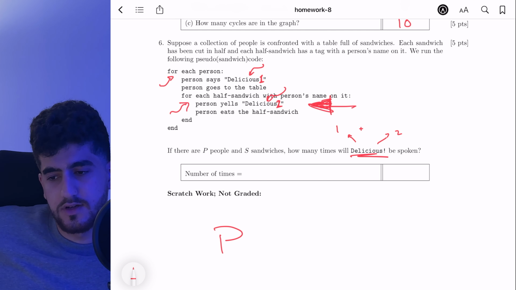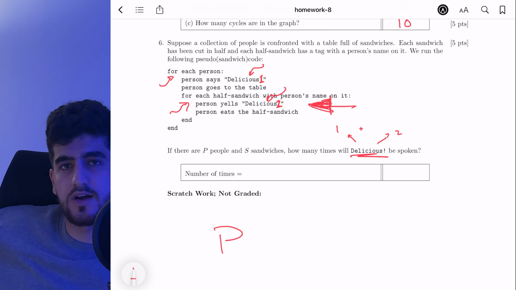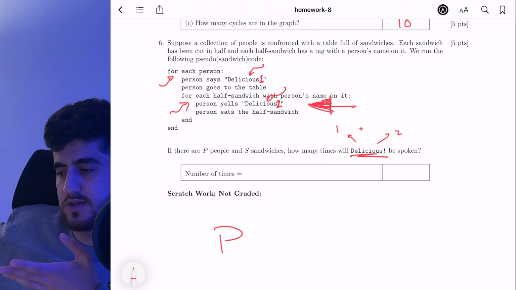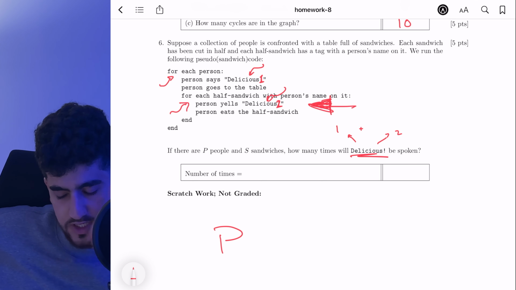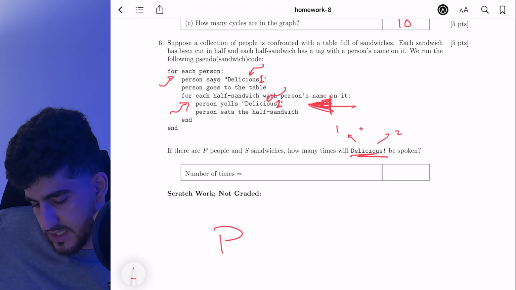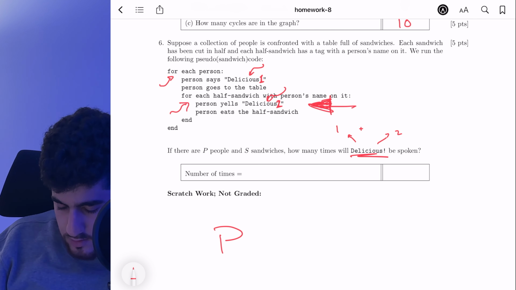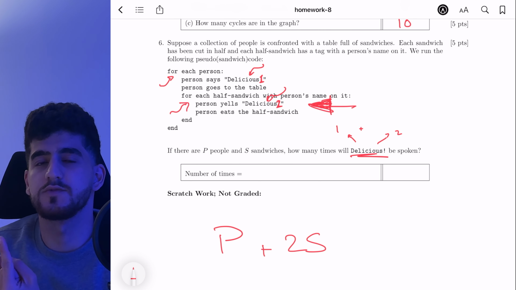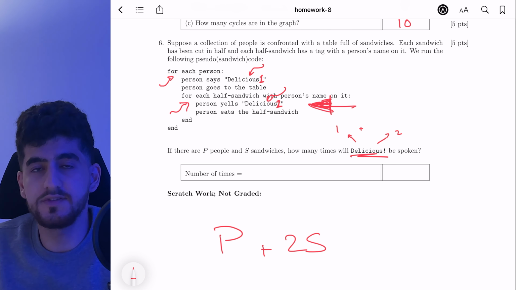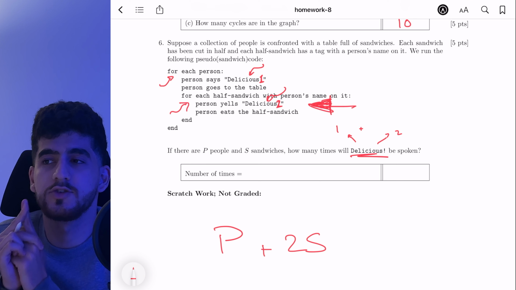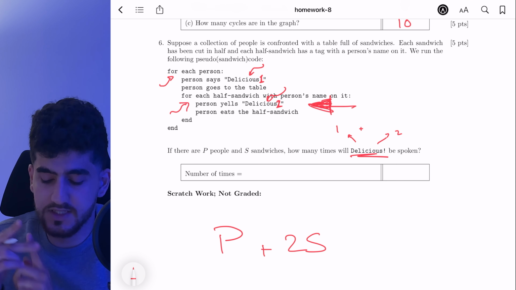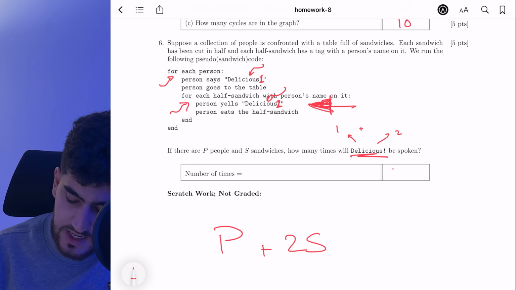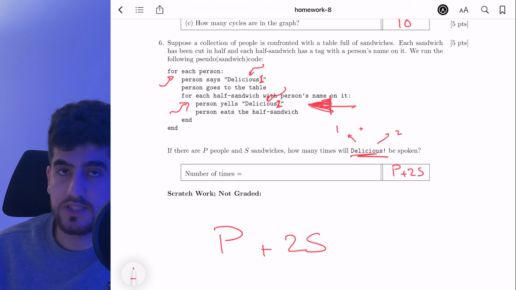Therefore, we have 2S half sandwiches. Each of them will be eaten exactly once, and for each one of them we hear "delicious" once. So it's like 2S times 1. For each half sandwich we hear that once. So in total, when we have 2S half sandwiches, it's going to be 2S. So the answer to this one is P plus 2S.